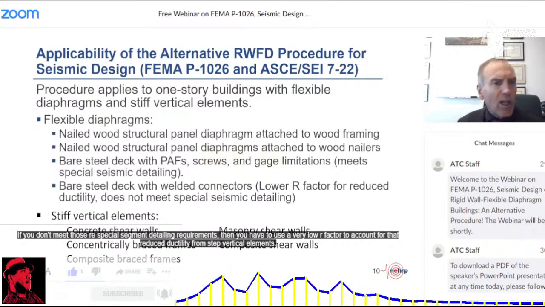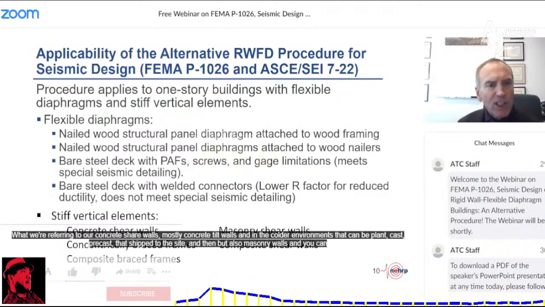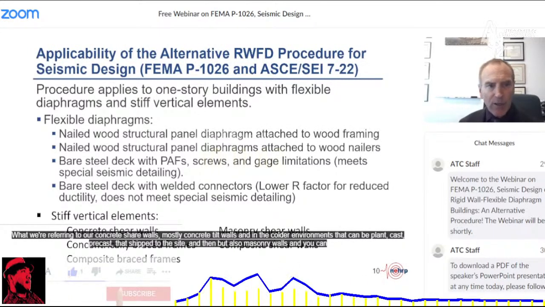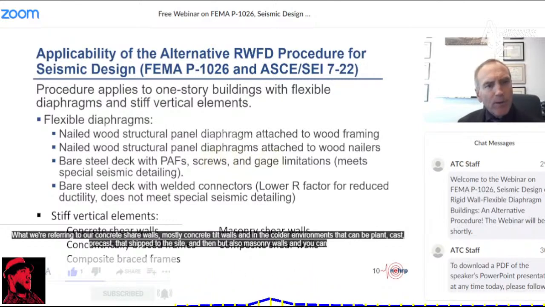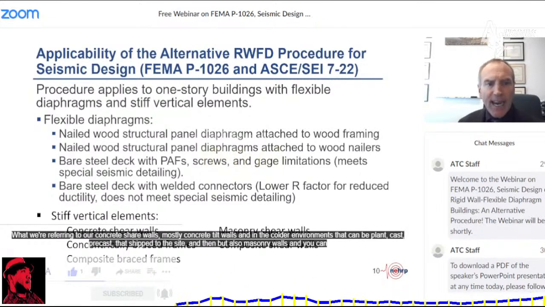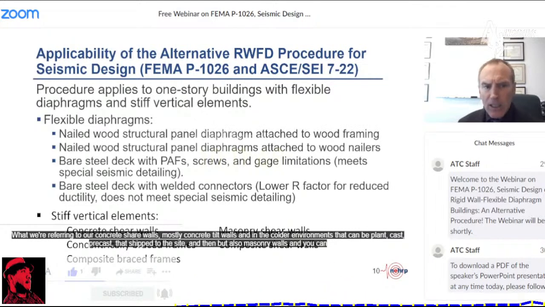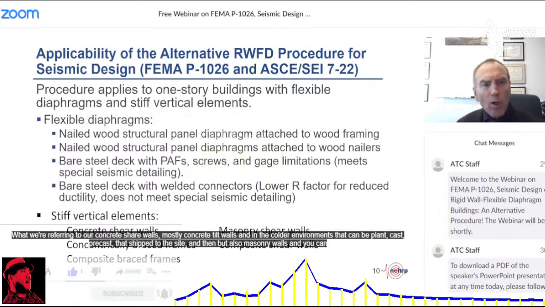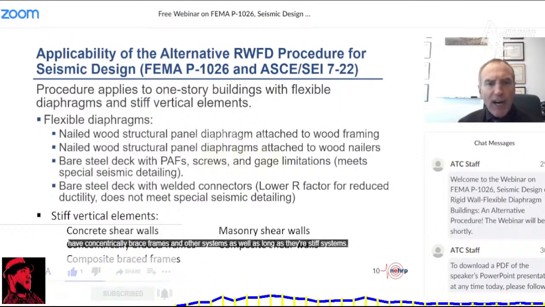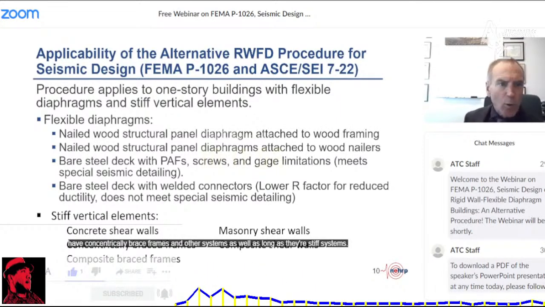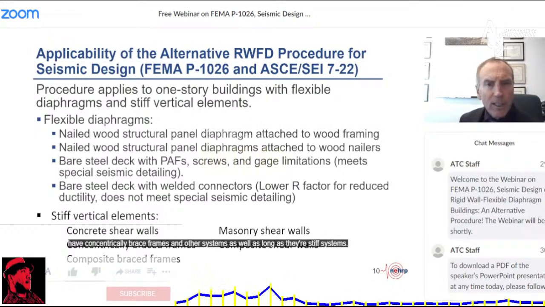From stiff vertical elements, what we're referring to are concrete shear walls, mostly concrete tilt-up walls. And in the colder environments, that can be plant cast precast that's shipped to the site. But also masonry walls, and you can have concentrically braced frames and other systems as well, as long as they're stiff systems.